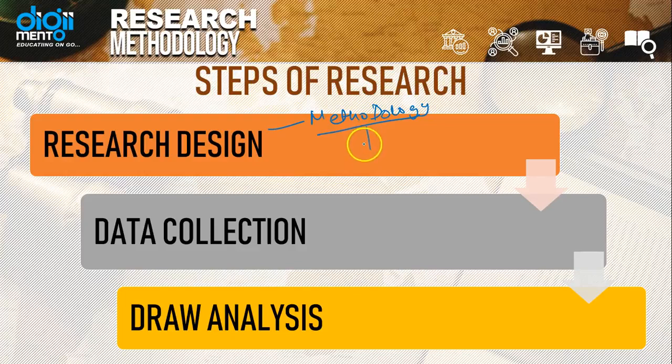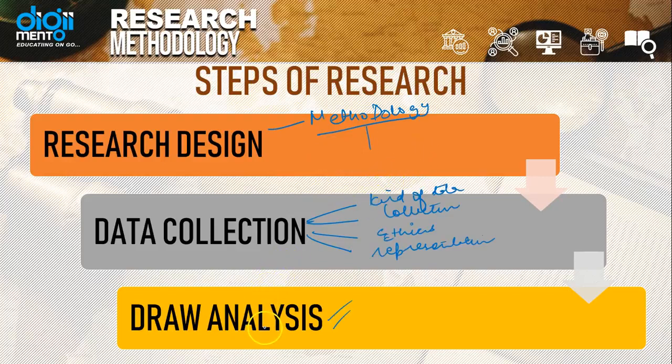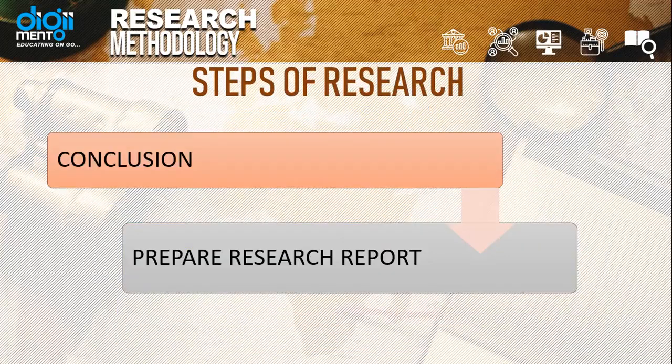Okay, now the next one is data collection. Data processing is there. Like what kind of data you are using, how you collect your data, how to represent your data, and what ethics you are following in the collection of the data. All these things are included in this part. So the next one is analysis. In the analysis part, you make the correct interpretation of your data. And the next one is conclusion.